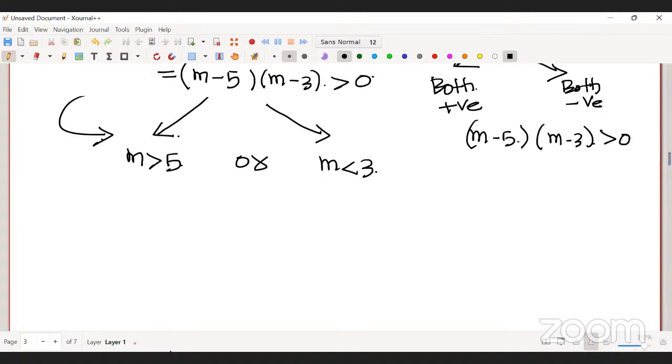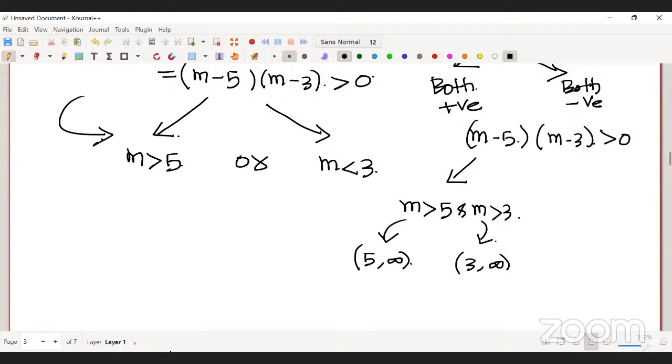The first case is when both are positive, that means m is greater than 5 and m is greater than 3. From here the range is m greater than 5, 5 to infinity. And here the range is 3 to infinity. Why not 5 to infinity? Certainly we have to take the common region.